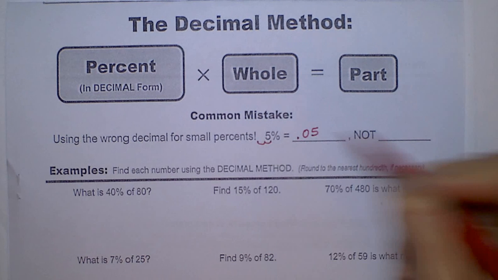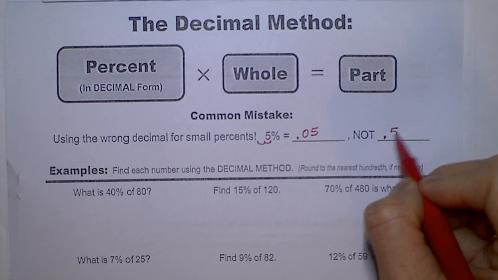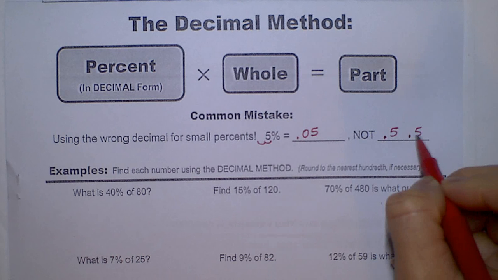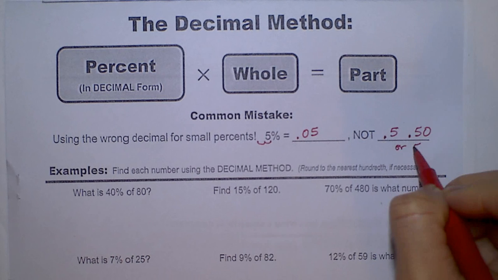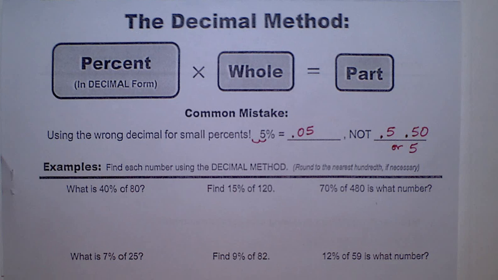0.05, and some students will try to do 0.5, 0.50, or they might even just do 5. So be very careful with that common mistake.